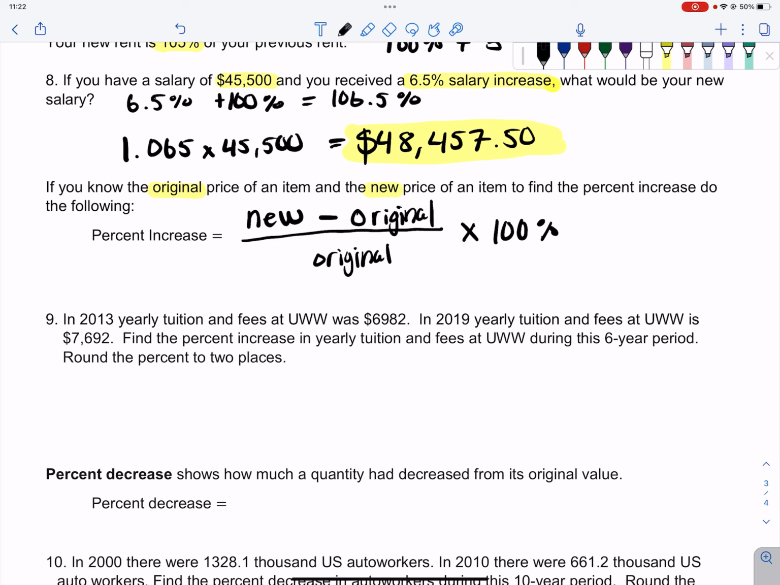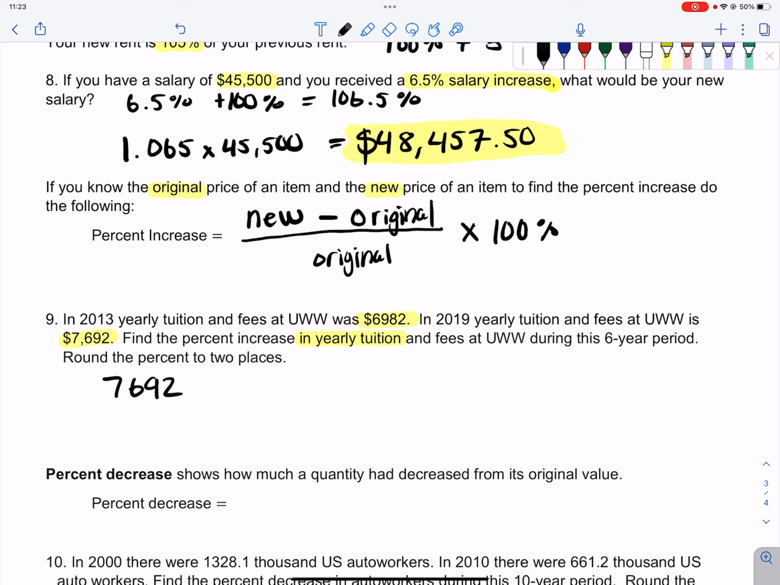So for example, using this, in 2013, we are told the yearly tuition and fees at Whitewater was $6,982. And then in 2019, the yearly tuition and fees was $7,692. And we want to find our percent increase in the yearly tuition during the 6-year period. So this means we need to take our new value, which is going to be the one for 2019 because that's more recent.